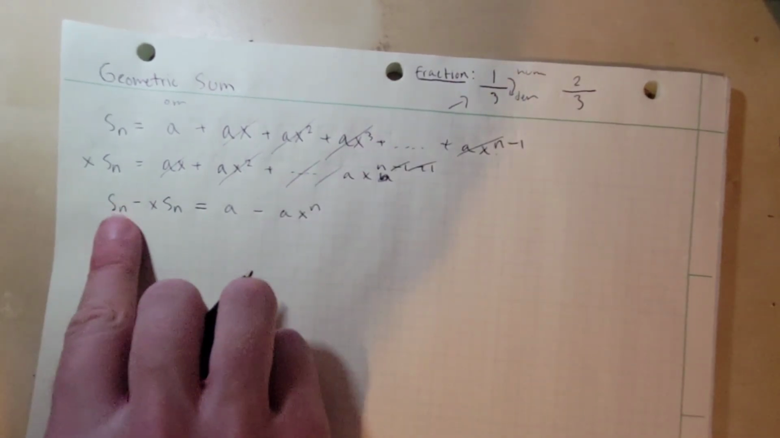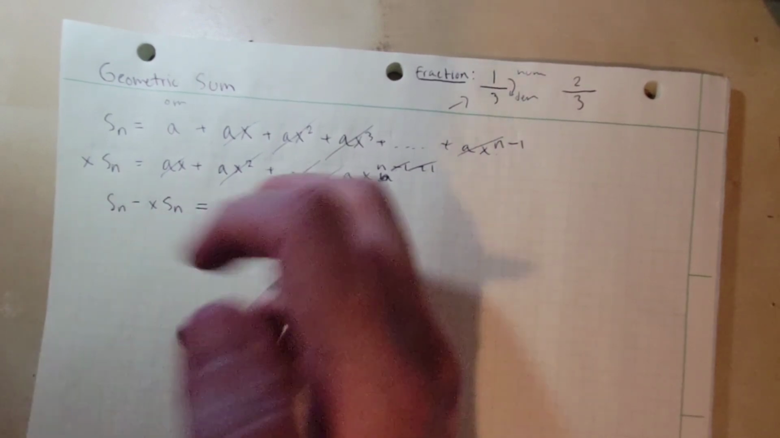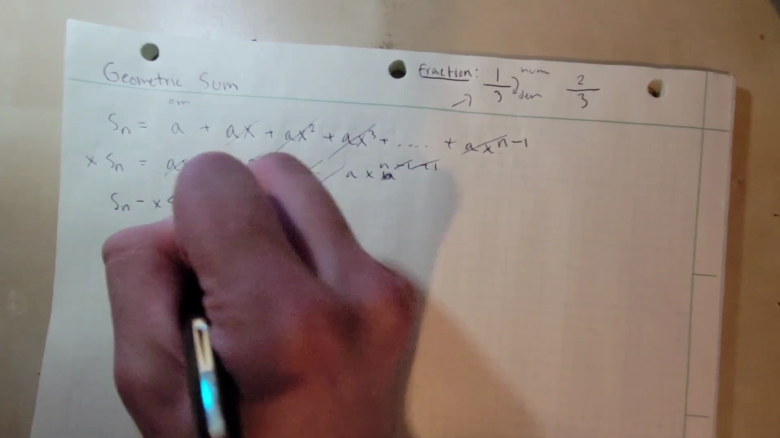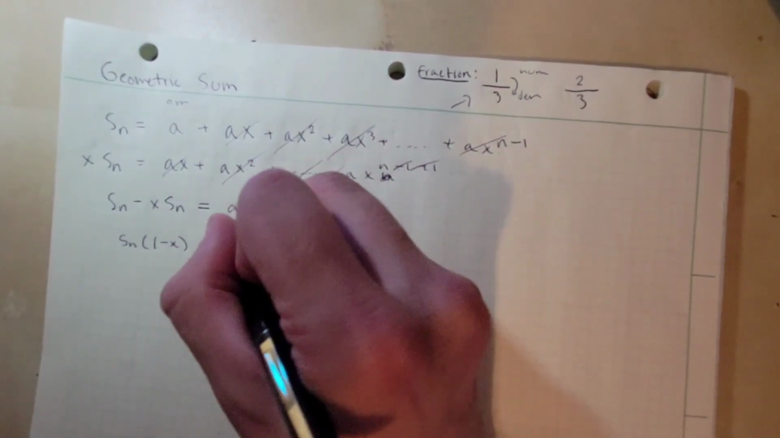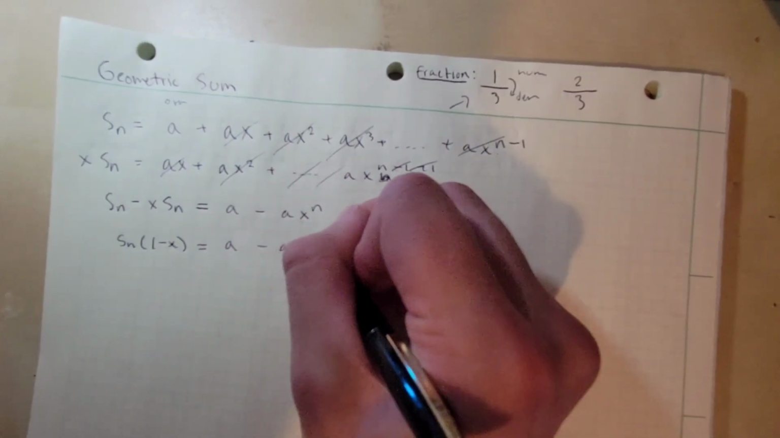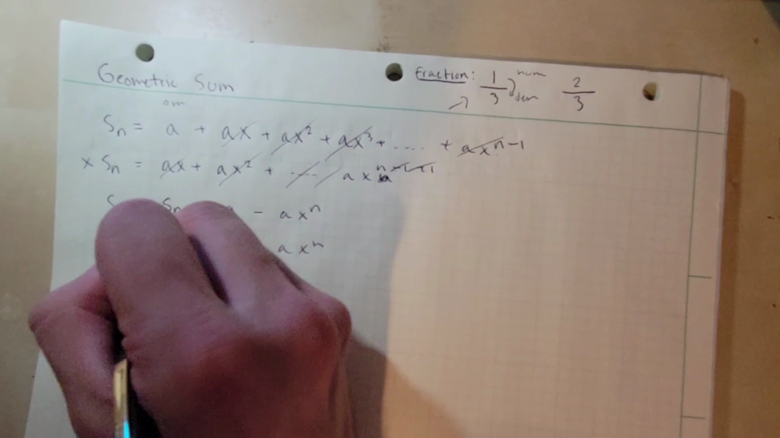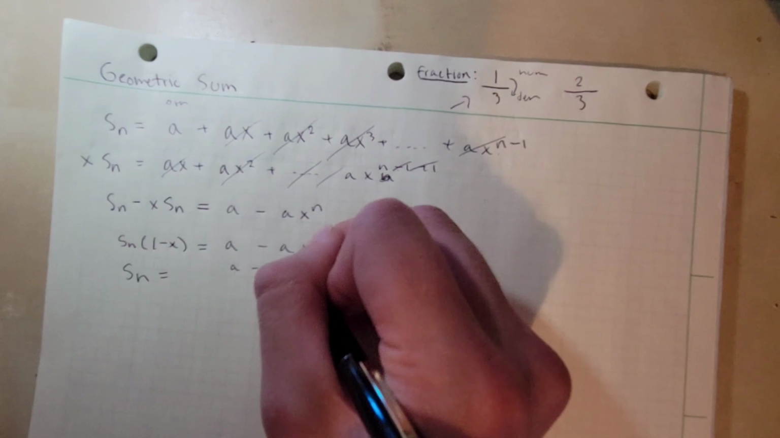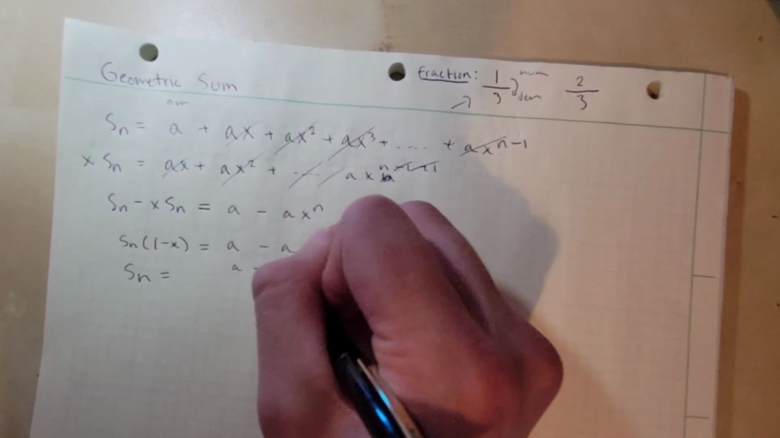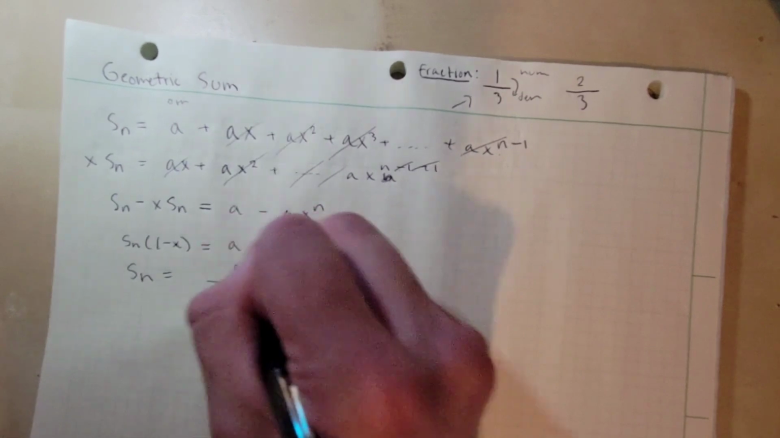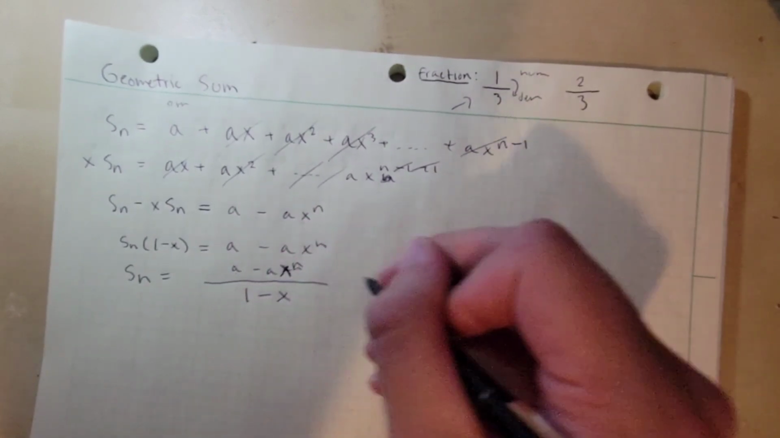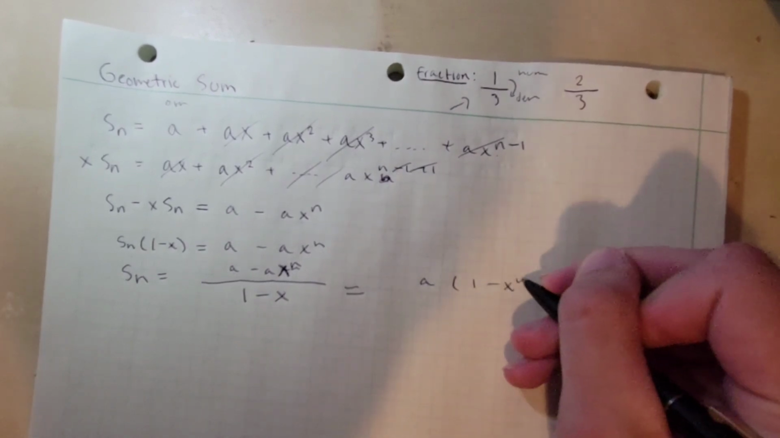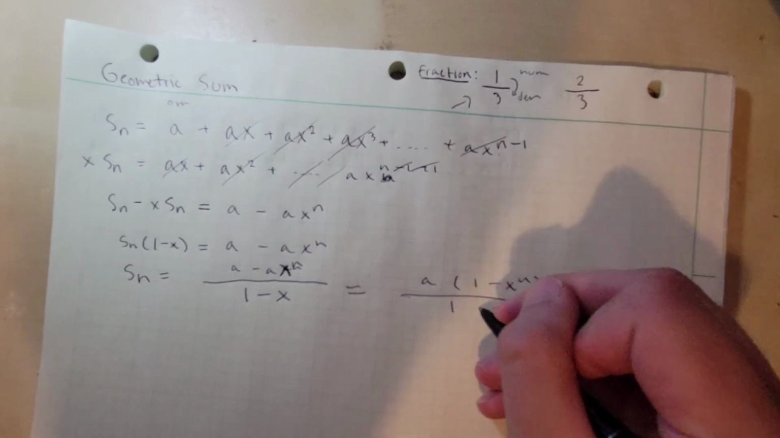And then what can we do here to isolate S sub n? Well, we can just pull out S sub n, and we can have a minus ax to the n. And then S sub n will equal a minus ax to the n, or x raised to the power of n, all over 1 minus x, which can further be reduced to a times 1 minus x to the n over 1 minus x.